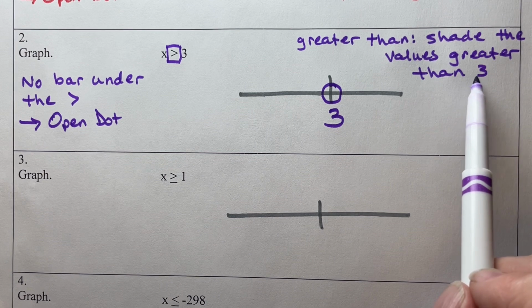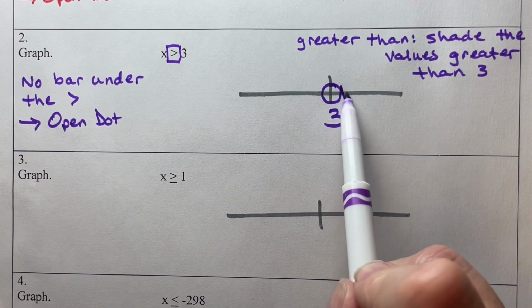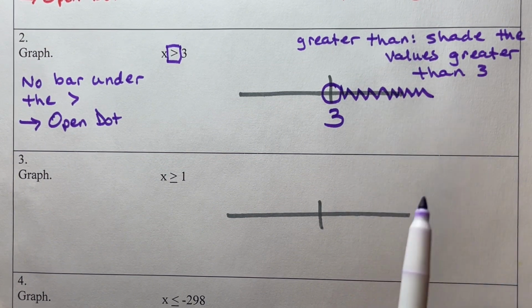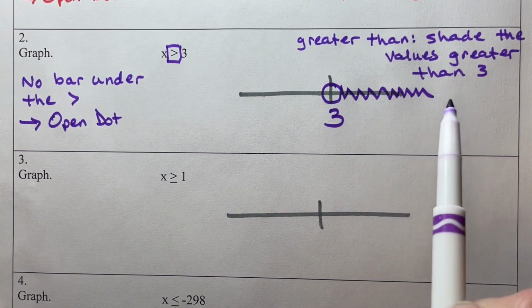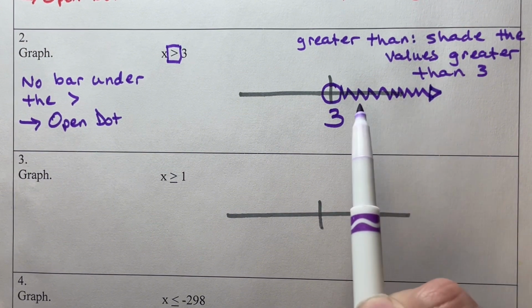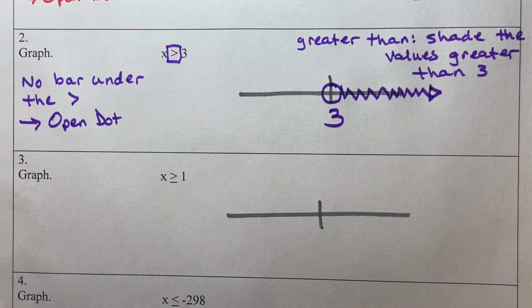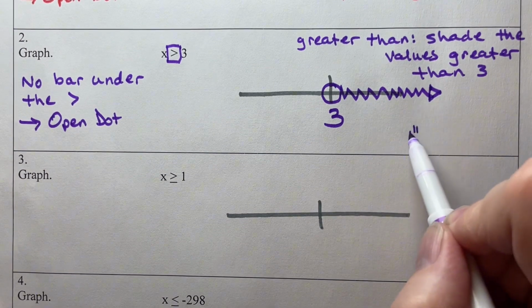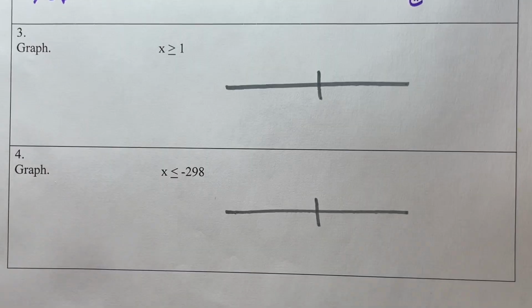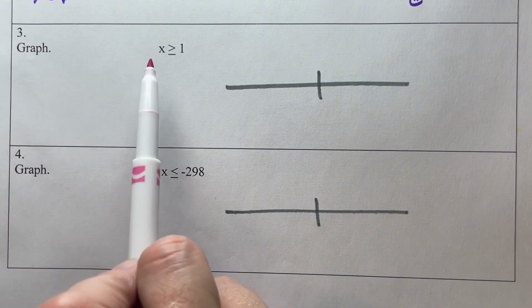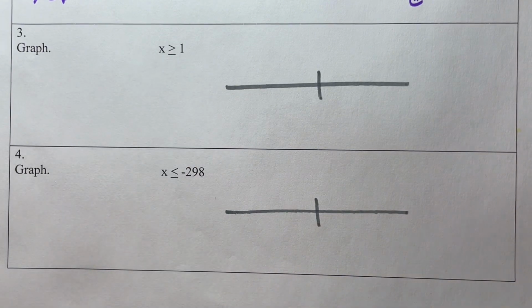And values that are greater go to the right in the positive direction. And you take that all the way out to the end of your number line so that we know that all values are accounted for. And there you go. Example 3, graph x greater than or equal to 1.